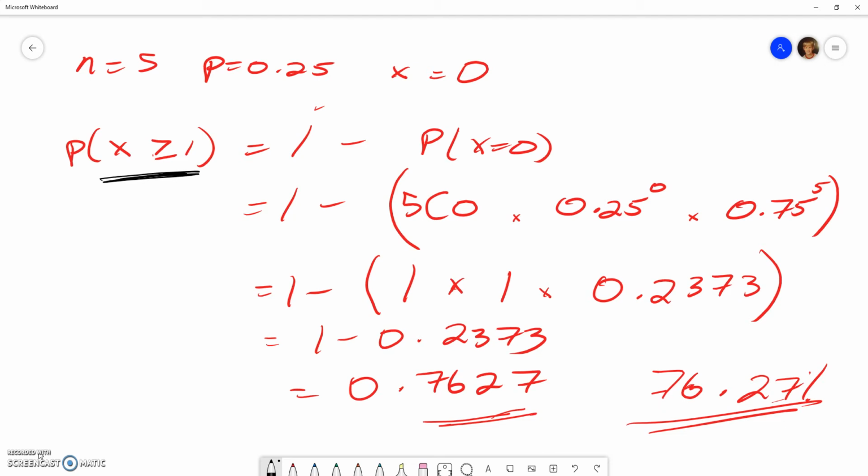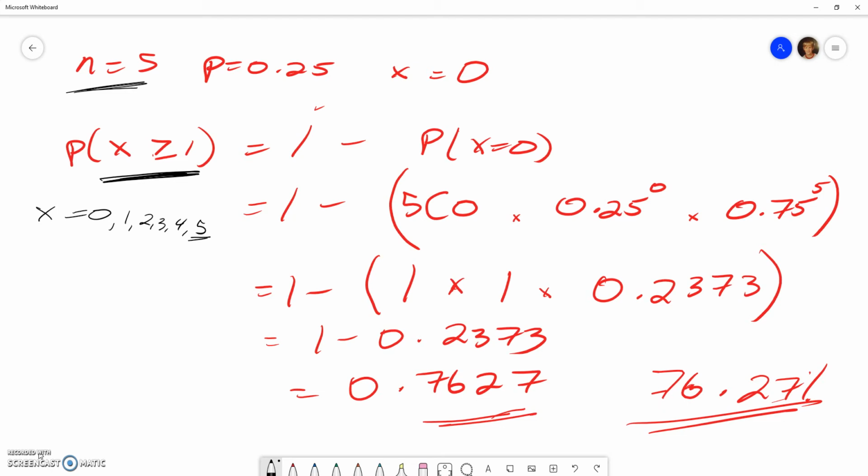The values for x can range from 0, so x can be 0, 1, 2, 3, 4, 5. X can be 5. X cannot be any number greater than n. So n is 5, that's why we can't go beyond 5. We can't ask for getting 6 correct questions when there's only 5.